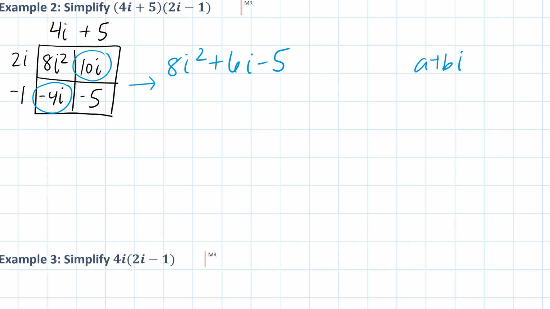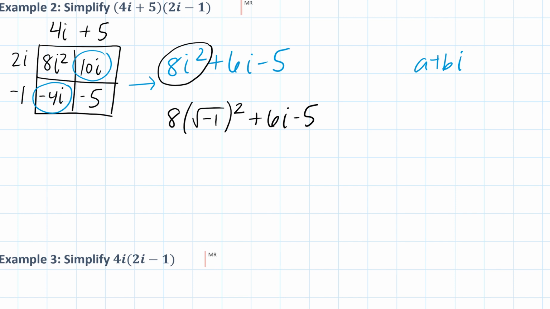Well, what's different? This 8i squared business. It doesn't look like an a, it doesn't look like a bi at this point. So how do we deal with that? Well, I know that i is the square root of -1. So this is 8 times i squared. The 8's not being squared, just the i is. Plus 6i minus 5, we'll deal with those later.